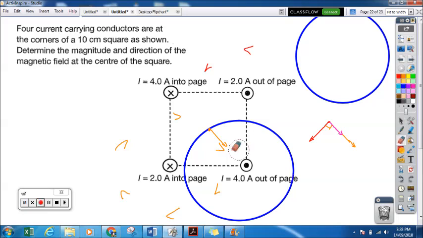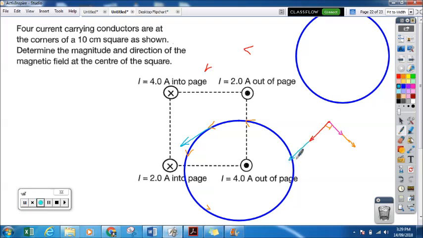Okay, welcome back. Now, what you should have discovered is that with this one down here, we have the current coming out of the board. So if it's coming out of the board, we would have it in this direction. And that means, let's choose another colour, that at this point here, you'd have a tangent going that way. So we're going to go that way as well.